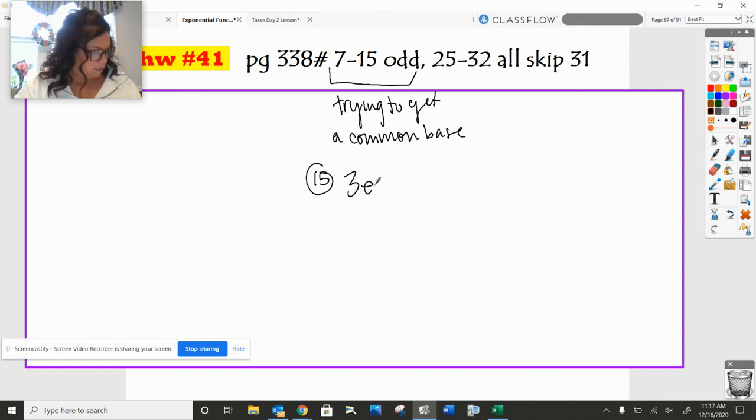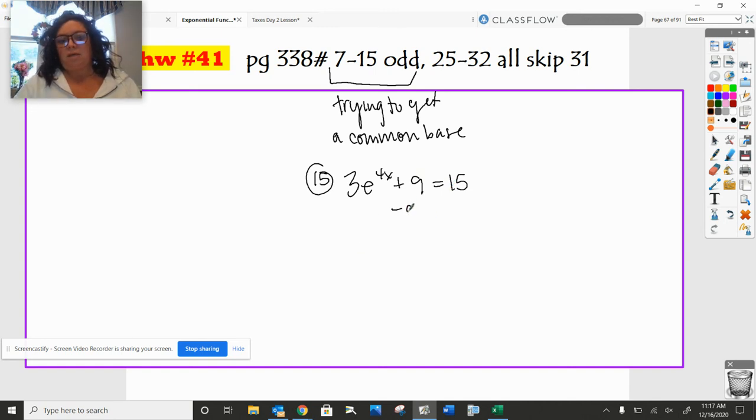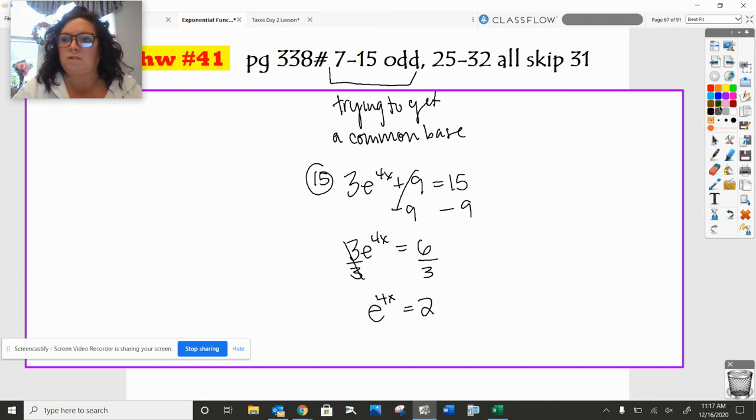It says 3e to the 4x plus 9 equals 15. You're going to get your e to the 4x alone. So I'm just going to start this one for you. Divide by 3. Now for this one, usually we do a logarithm of each side. But because this is an e, we're going to do the opposite of e, which is ln. Okay, ln. So you're going to do the ln of 2 in your calculator and then divide that by 4.